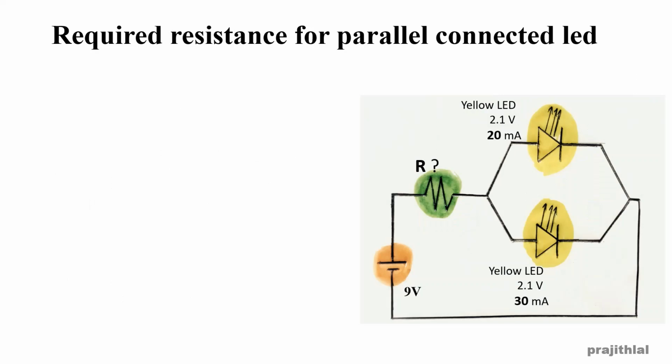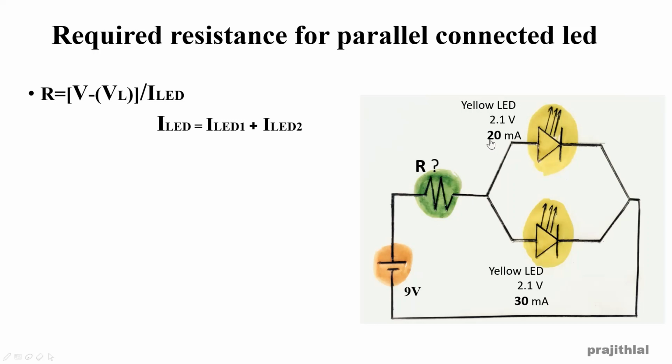Required resistance for parallel connected LEDs. So in the figure we have two parallel connected LEDs. One is 20 milliampere and other is 30 milliampere, but both of them are yellow LEDs. So they have to be connected to a 9-volt source. So the equation to find the resistance is R equal to V minus VL by ILED. So this V is the voltage supplied, that is 9 volt, and VL is the LED voltage. So we can use same LEDs with different power rating.